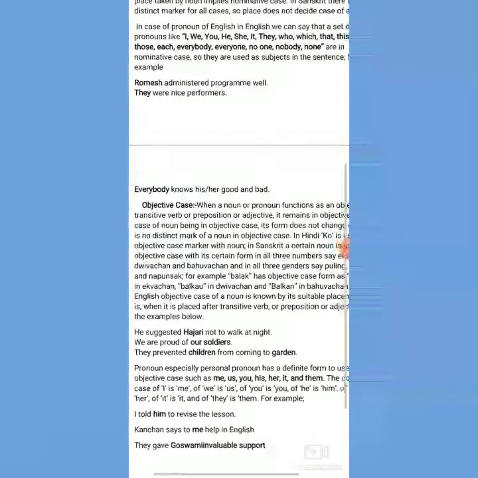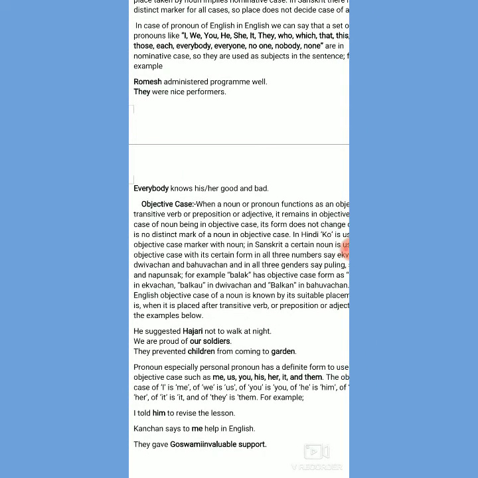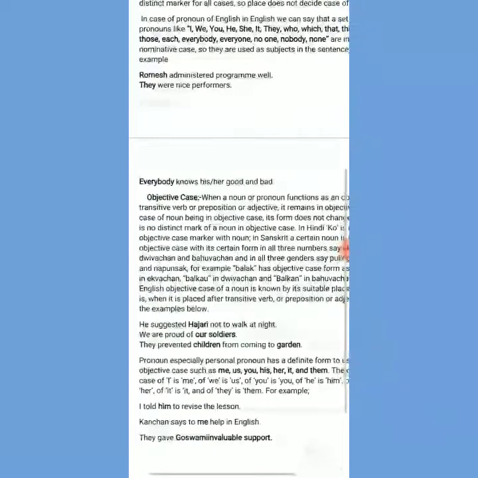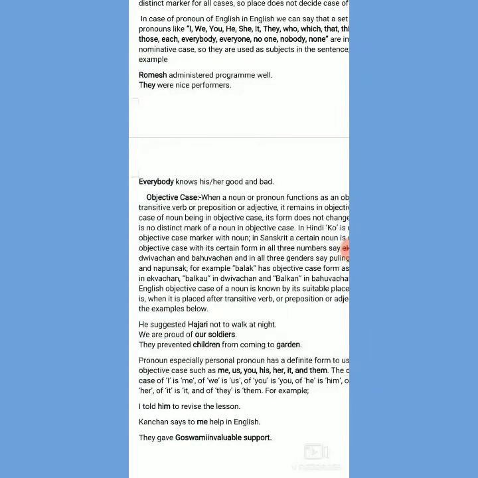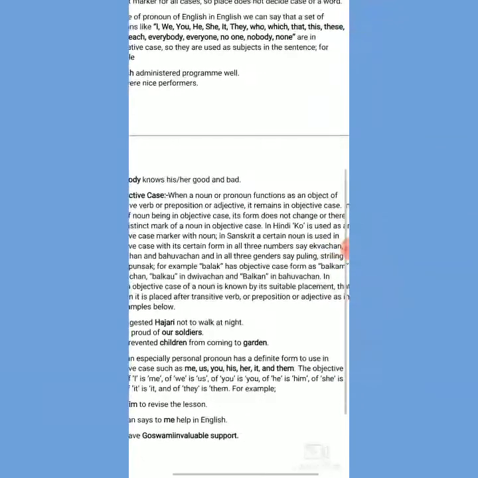Now we are moving to the second case, that is the objective case in a language like English. Here you find that the objective case signifies that the word used in the sentence is in the placement of the object, because when the word occupies the place of the object, the word remains in objective case. So when a noun or pronoun functions as an object of a transitive verb or preposition or adjective, it remains in objective case.